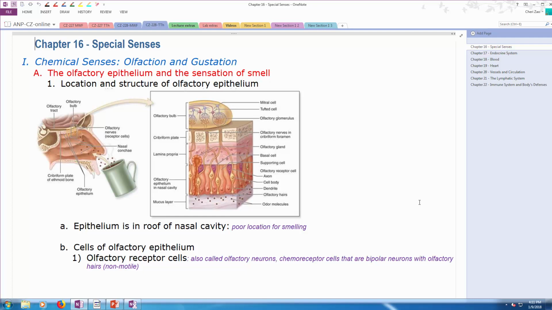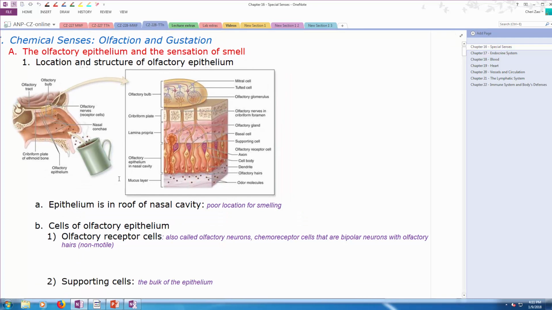So one of the things that's important is our olfactory epithelium is between our eyes, and our nasal aperture opening, our anterior one, is down here by our mouth. So when you breathe in, oh yes, sorry about that.